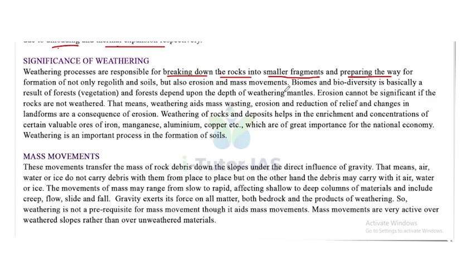Now, biomes and biodiversity is basically a result of forest, and forests depend upon the depth of the weathering mantles. Erosion cannot be significant if the rocks are not weathered. That means weathering aids mass wasting, erosion, and reduction of relief and changes in landforms are consequences of erosion.